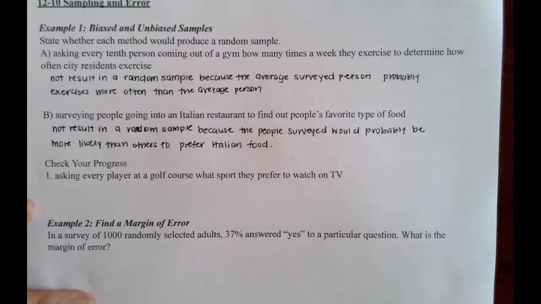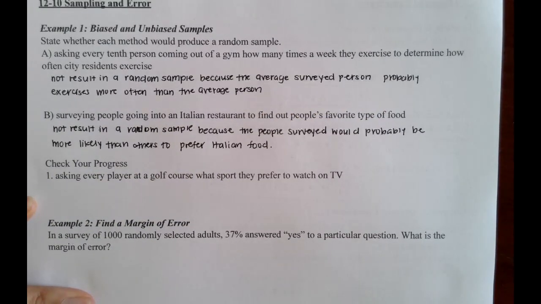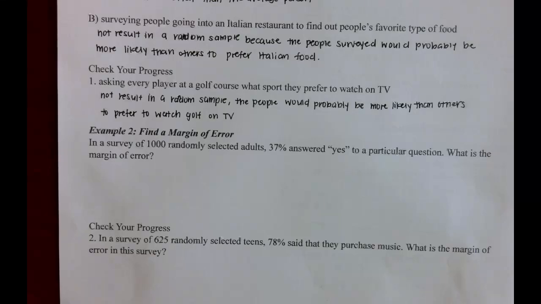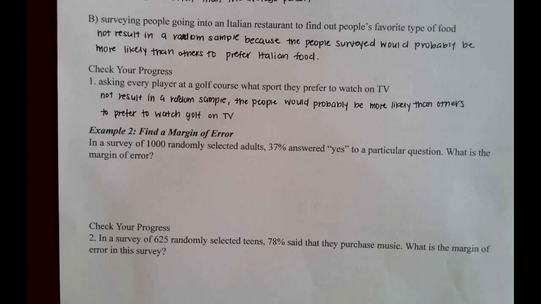So why don't you try CYP1, and then once you're done, come check the answer. Okay, you should have gotten something along these lines for CYP1. This would not result in a random sample because the people would probably be more likely than others to prefer to watch golf on TV if they're on a golf course.